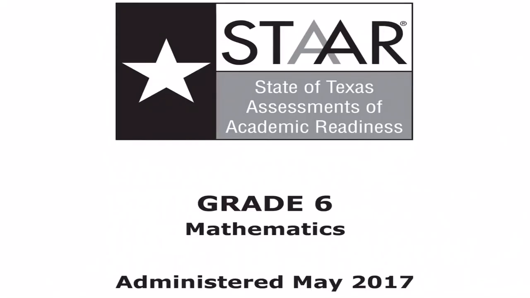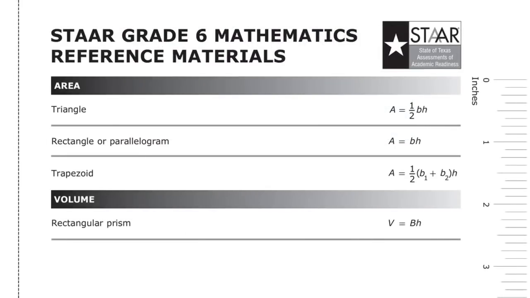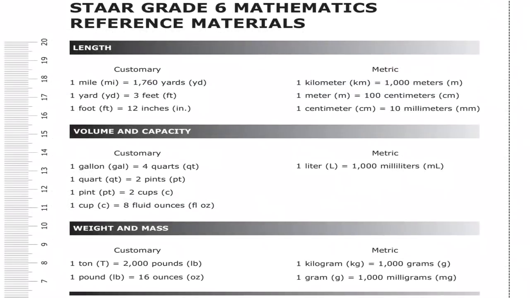In this video, we're going to be discussing the STAAR test for 6th grade math based off the May 2017 sample. Keep in mind that at the beginning of the test, you will have a reference sheet that has 4 equations on it and a ruler. And then there's also a second reference sheet page that has length, volume and capacity, weight, and mass, as well as another ruler with centimeters. One ruler has inches, one has centimeters.